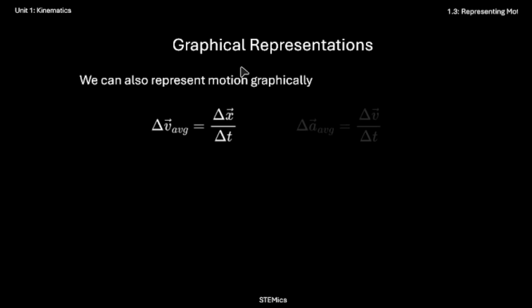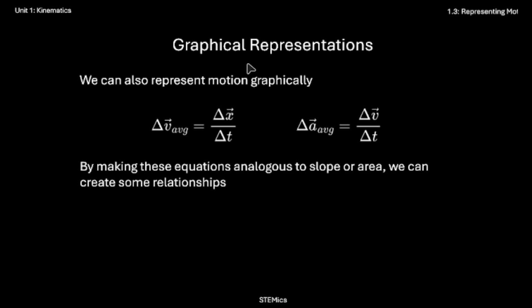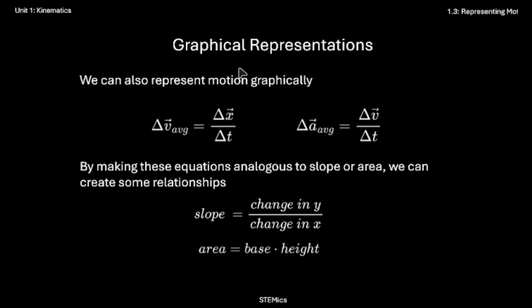Now let's go into some graphical representations. We can represent motion graphically. So we have this equation and this equation, the average velocity and the average acceleration equation. By making these equations analogous to slope or area, we can create some relationships. So remember slope and area in geometry and algebra? Slope is the change in the y variable, the change in the function variable, over the change in the x variable. And area is just base times height.